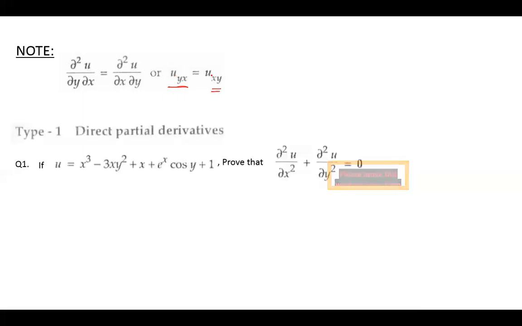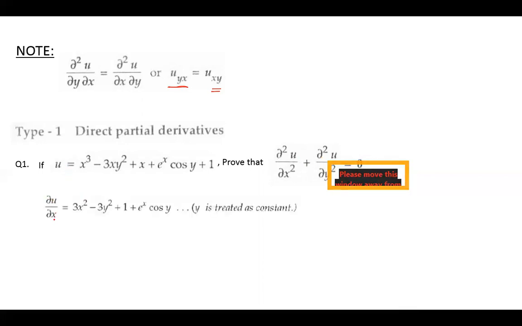Let's see a problem now. If u is equal to x³ minus 3xy² plus x plus eˣ cos y plus 1, then prove that ∂²u/∂x² plus ∂²u/∂y² is equal to 0. To start with, we'll first find the partial derivative of u with respect to x.